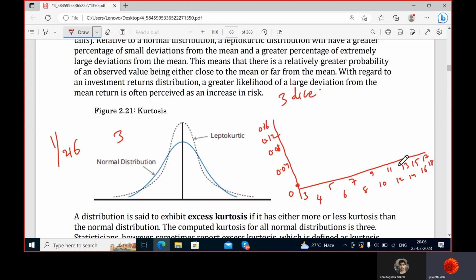Very near to zero. And also getting an 18, that means 6, 6, 6, is also the same, 1 out of 216. Correct. And if I want to get 11, how many times can I get 11 out of the three dice if I throw? That would be the highest chance. Okay. 10 or 11 would be the highest. Correct or wrong? That is coming in the middle. So my data will become normally distributed data, Abhijit. Very clearly, it will take this graph.